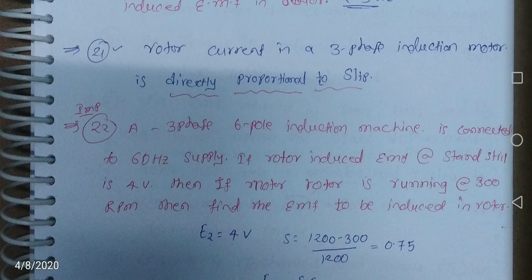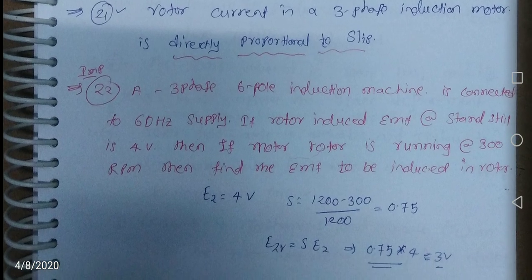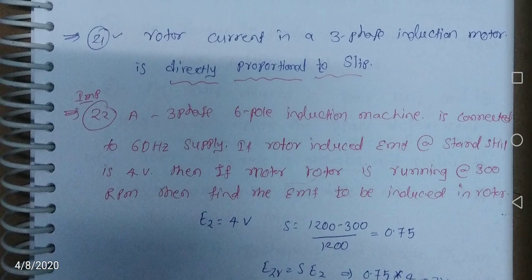For a 6-pole, 60 Hz induction machine, we generally make a mistake. When we see 6 poles, we select NS equal to 1000, but it is a 60 Hz supply. Because of 60 Hz, the NS value is 1200. So 1200 minus 300 by 1200 is 0.75.